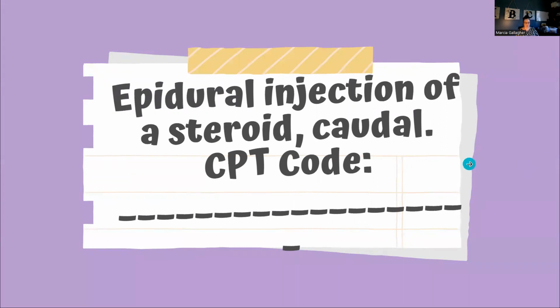So now we're going to code. Let's look at epidural injection of a steroid, caudal. What is our CPT code? So what do you think we would look up first? What's going to be our main term? What did we actually do? Injection. We get an injection. So in our index, we're going to go to injection.